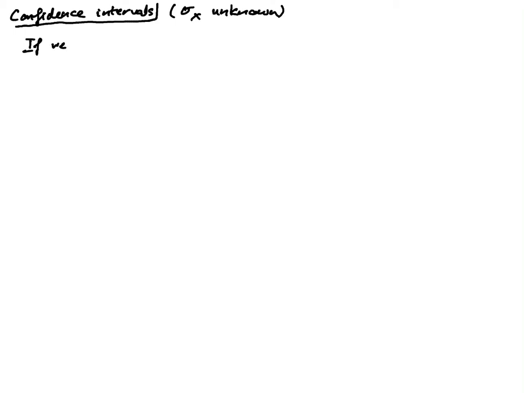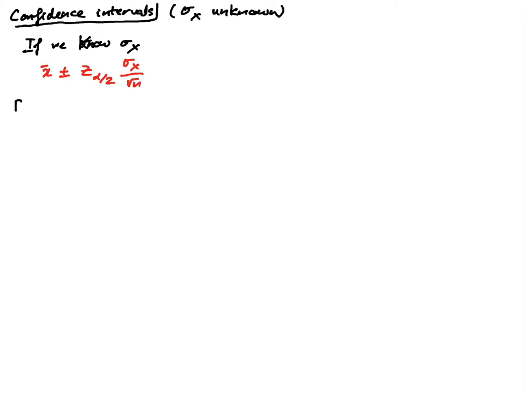Okay, so now let's talk about confidence intervals when we don't know the population standard deviation, so sigma x is unknown. Now remember that if we know the population standard deviation, in order to construct confidence intervals, we will use the formula x bar plus minus z sub alpha over 2 times sigma x divided by root n.